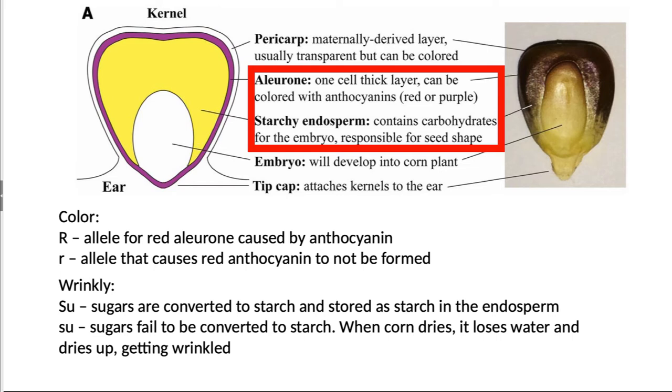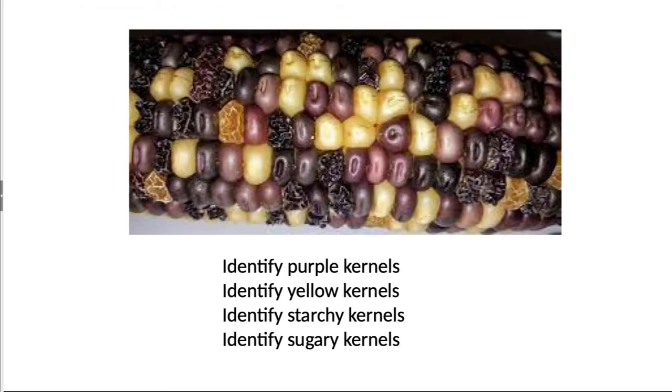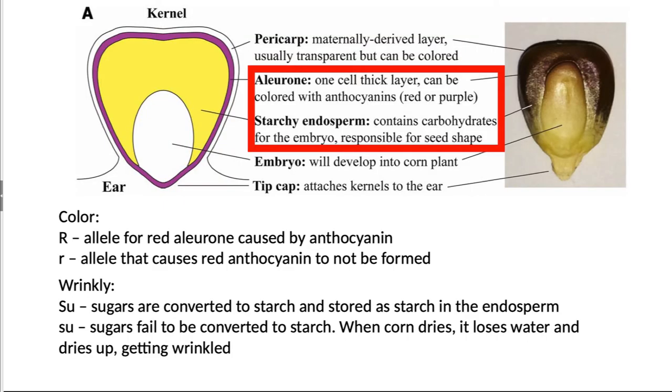Now, there's a second gene that we're going to be looking at, and this causes the corn kernels to be wrinkly. Okay, let's actually just take a look at that quickly. Here you can see some kernels are nice and plump, and some kernels are decidedly wrinkly. And you can see that the wrinkly kernels can either be yellow or purple. Okay, so what causes this wrinkly phenotype?